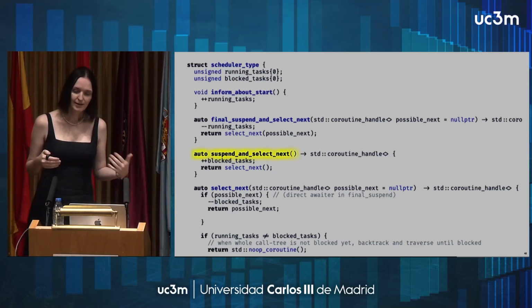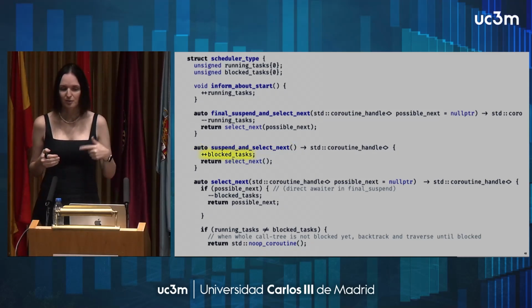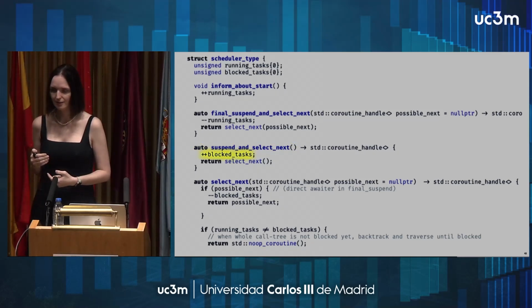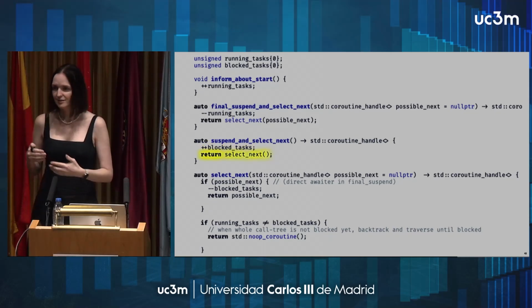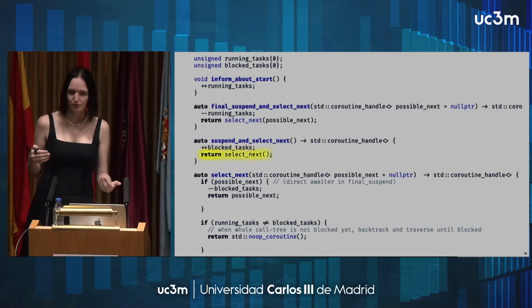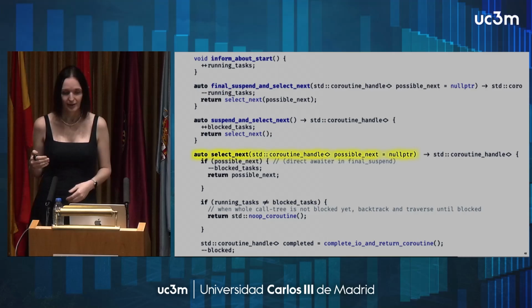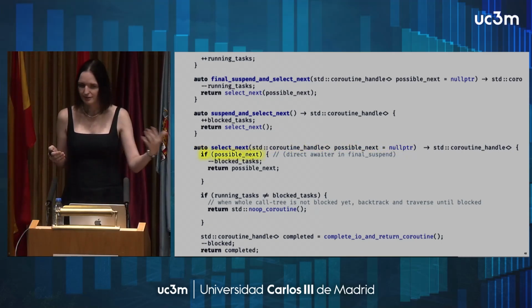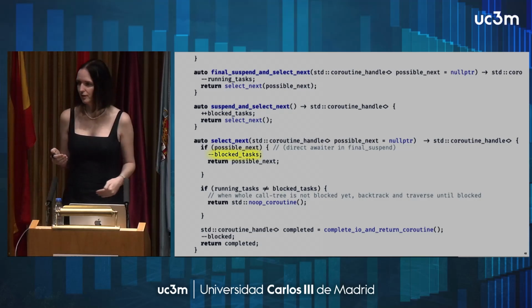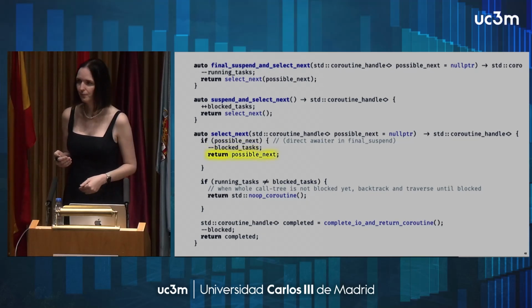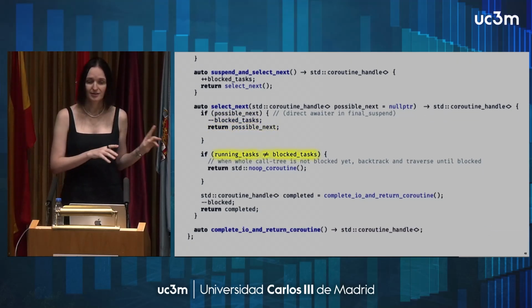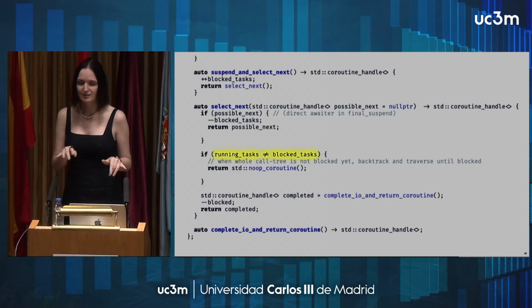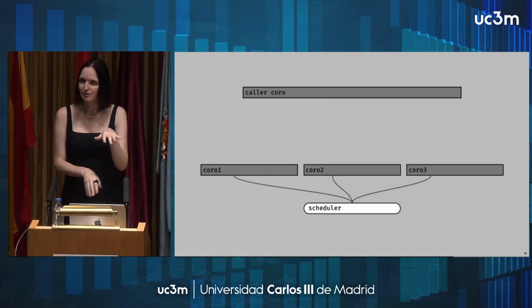Suspend and select next will increment the number of blocked tasks and select something else without any hint to what needs to be run next. And the select next function will take a possible hint. If there is the hint, we will unblock one task and we can just continue. But if the number of running tasks and blocked tasks is not the same, I can actually go back because someone is not waiting on me.